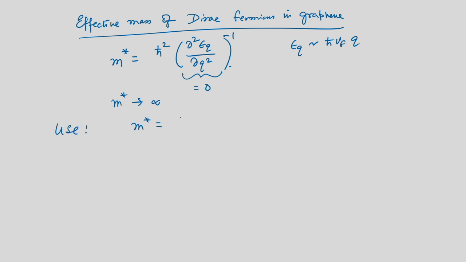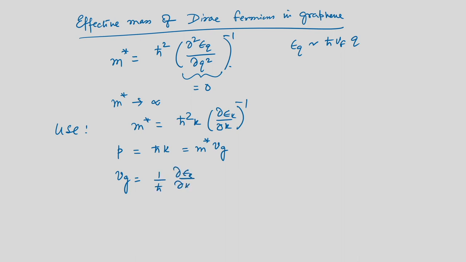m star is equal to ħ² k (∂E/∂k)⁻¹. So it's not a double derivative, but a single derivative. And if you want to understand where it comes from, a simple semi-classical argument would be good enough. So we have p equal to ħk, which is nothing but m star into v_g, where v_g denotes the group velocity. So this v_g has a form which is equal to 1 by ħ ∂E/∂k, that's the group velocity, which is obtained from the slope of the dispersion. Let's call this equation 1.